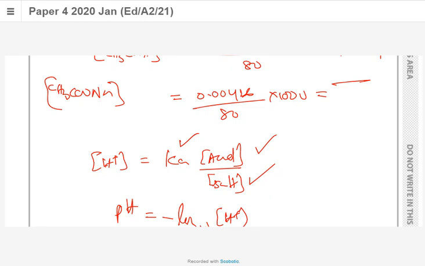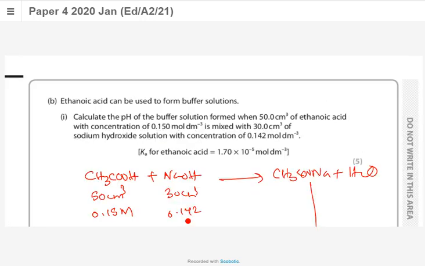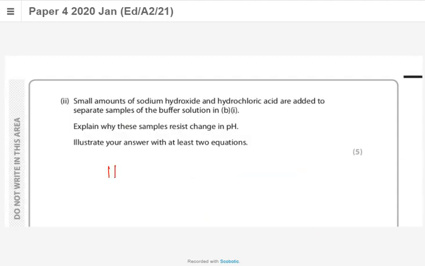Any question there? Right, so the last one. Small amounts of sodium hydroxide and hydrochloric acid are added to separate samples of buffer solution B1. Explain why these samples resist changes in pH. So this acid I represent as HA. The acid is ethanoic acid. I can write the formula of the acid because it's a simple acid, ethanoic acid. Let me write the two equations.